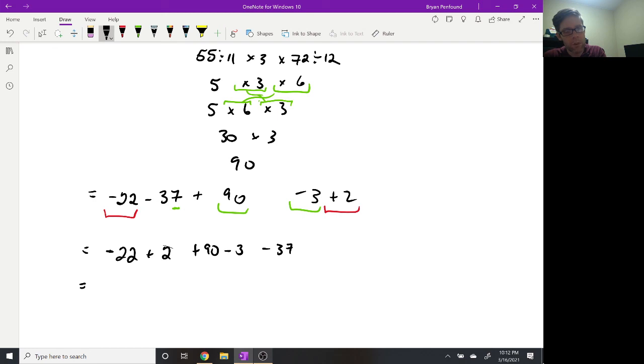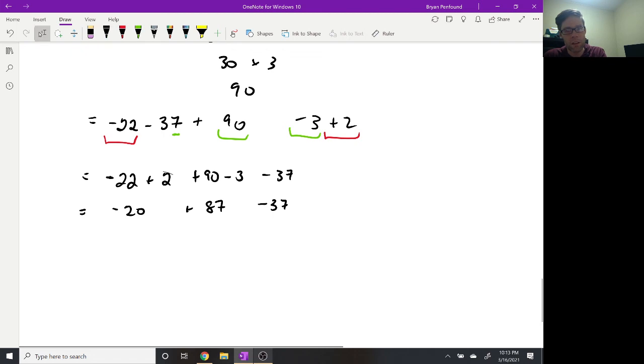So negative 22 plus 2 is negative 20. We have 90 minus 3, which is 87. And then we can see that that's going to nicely connect together with our subtraction of 37. So we have negative 20 plus 87 minus 37, which I think is going to give us 50.